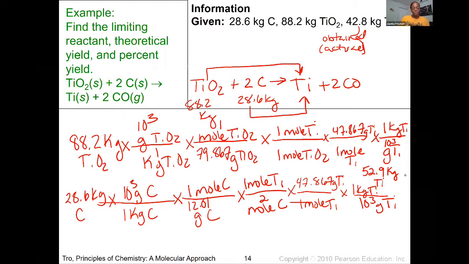And so now when we plug this in, 28.6, again, I'm going to cancel out those 10 to the third, so I'm not going to worry about putting them in. So 28.6 times 47.867 divided by 12.01 divided by 2. And that gives us 56.99 or 57.0 as our answer.